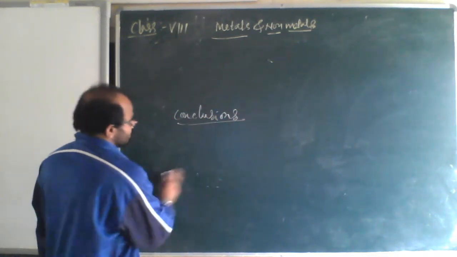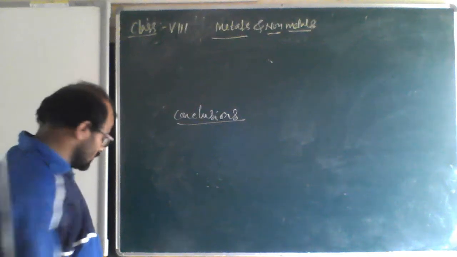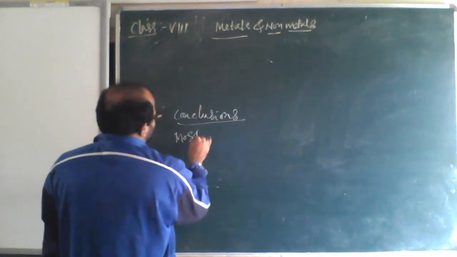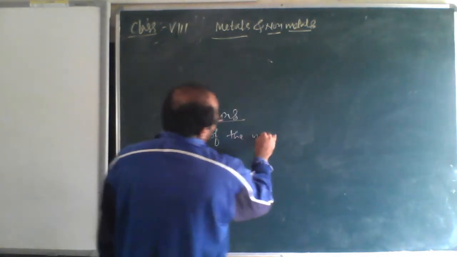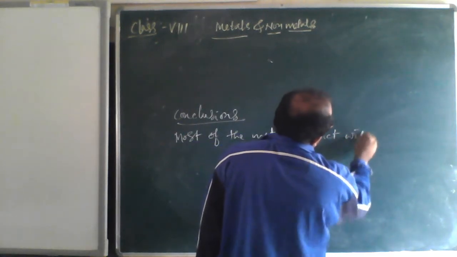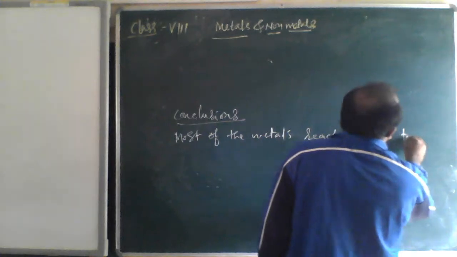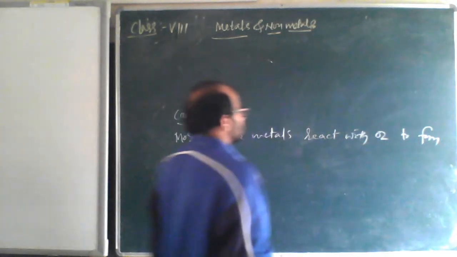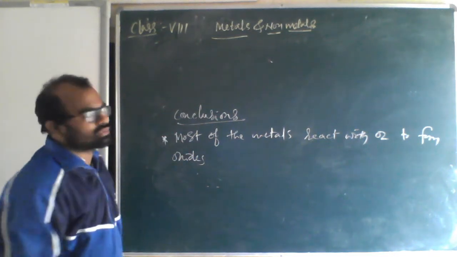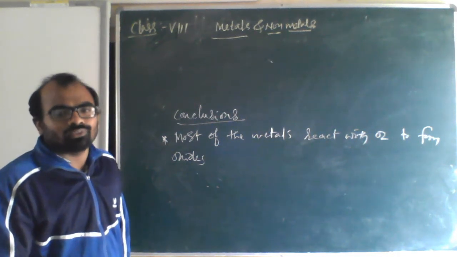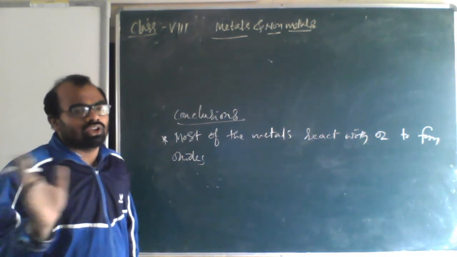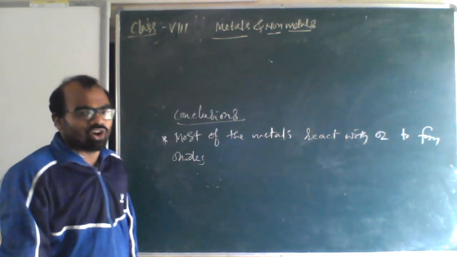What are my conclusions? What I concluded: most of the metals react with O2 to form oxides. So almost all the metals, how do they react with oxygen? O2 means oxygen, to form oxides. Most of the metals react with oxygen to form their metallic oxide.